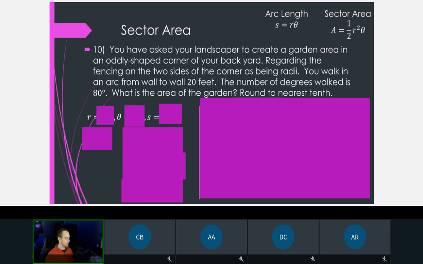All right, Julia, you want to read this one, so go for it, please. Testing, can you hear me? Okay. Yep. 10. You have asked your landscaper to create a garden area in an oddly shaped corner of your backyard, regarding the fencing on the 2 sides of the corner as being radii. You walk in an arc from wall to wall 20 feet. The number of degrees walked is 80 degrees. What is the area of the garden? Round to the nearest tenth.